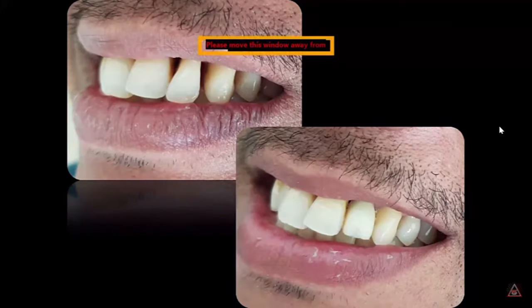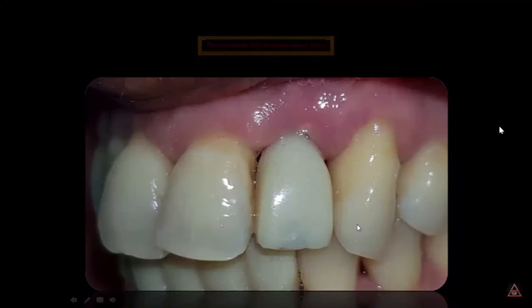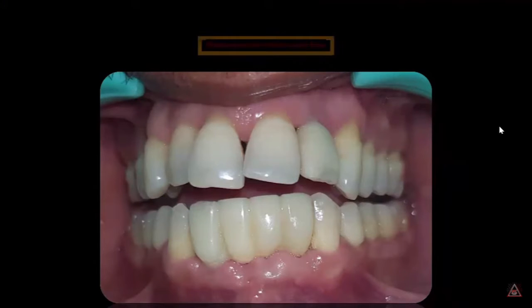Nowadays I send the impression to the lab for proper finishing. So on the second day, within 72 hours, you can give the crown. On the second day, this was the crown given. After 1 month, lower 4 teeth were extracted and 2 implants were placed. And this is an implant supported temporary prosthesis. These are acrylic temporary.